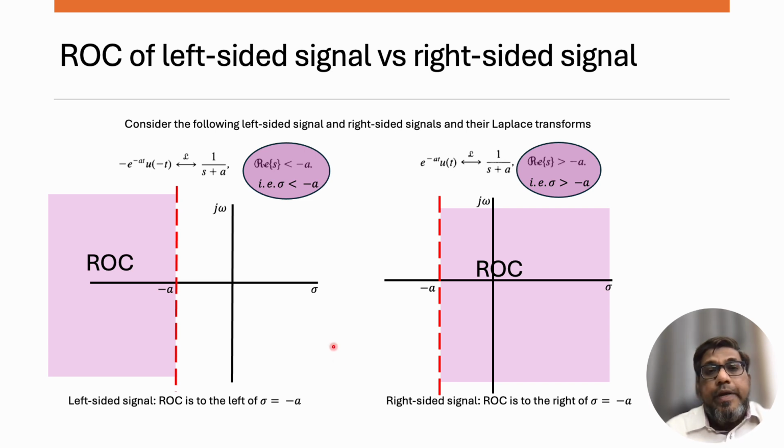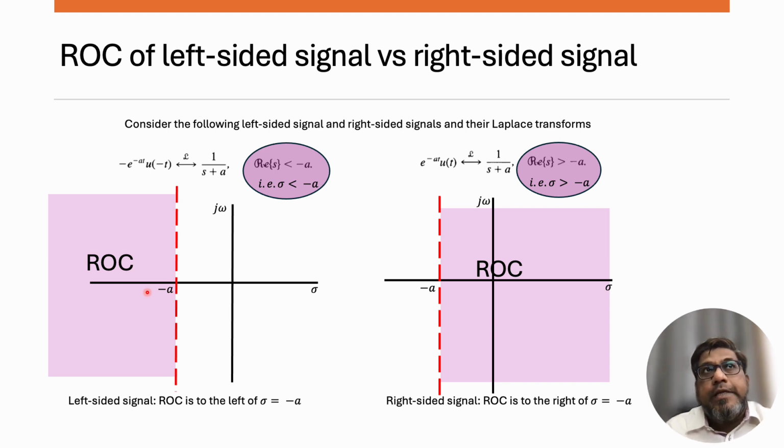Or in other words, what we can deduce from that is the fact that for right-sided signals, the ROC is extending towards infinity on the right-hand side, and for the left-sided signal, the ROC extends towards infinity on the left-hand side. So for the right-sided signal, we refer to the ROC as the right half plane, and for the left-sided signal, we refer to the ROC as the left half plane. So this is the general idea we should have.